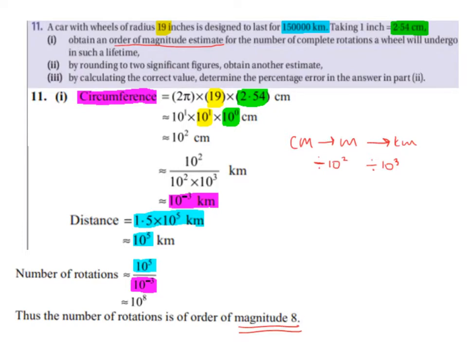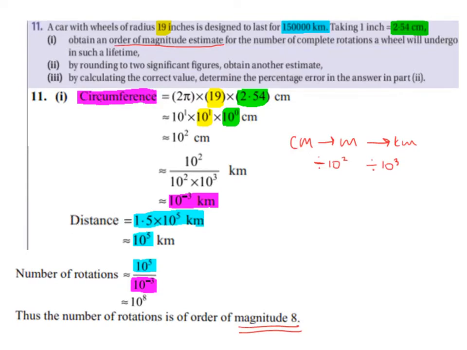And 10 to the power of 0 times 10 to the power of 5 still just gives us 10 to the power of 5, because 0 plus 5 is 5. So this rounds off to 10 to the power of 5 kilometers. So we know the distance and we know the circumference.